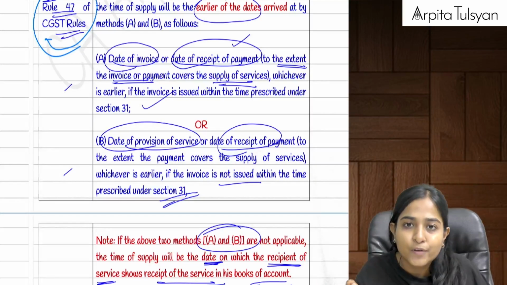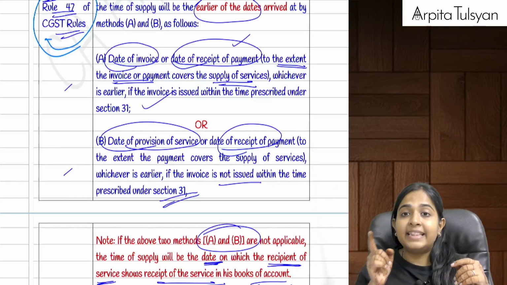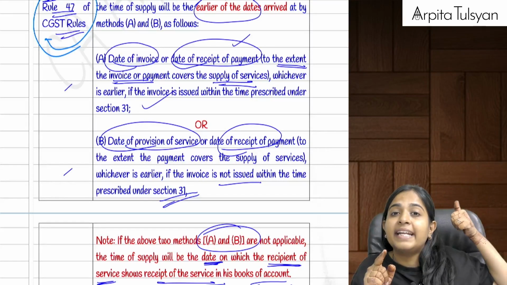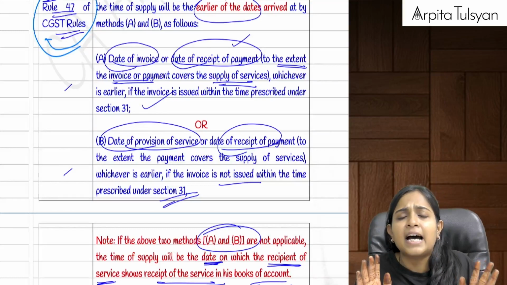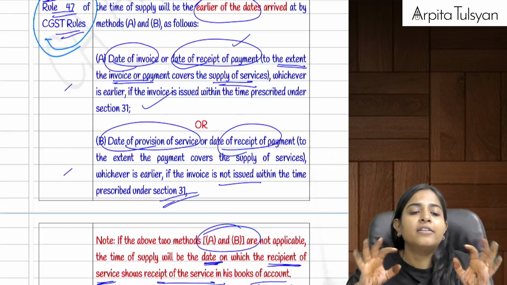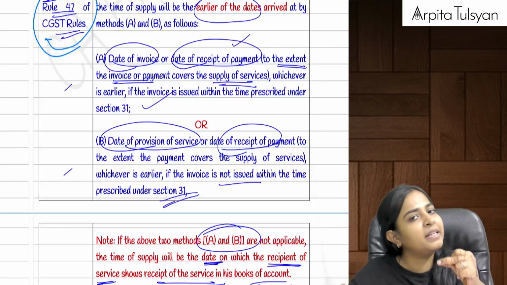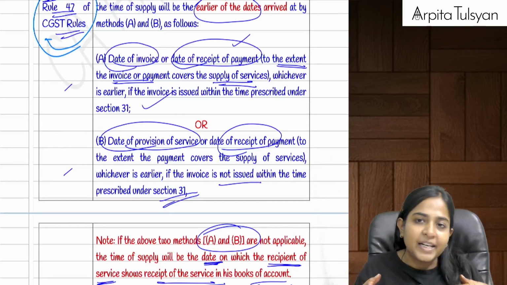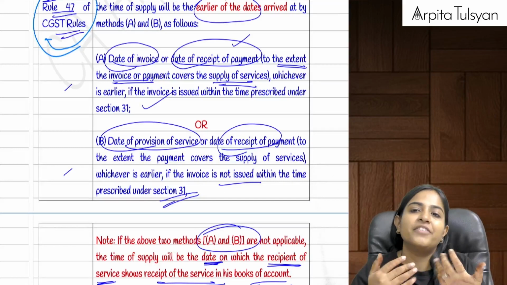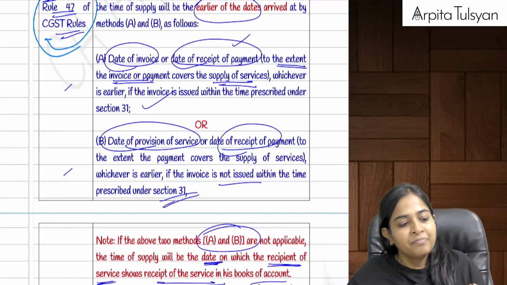Suppose if the invoice was not issued on time, then in that case, in case of goods, we had taken the last day when the invoice should have been issued. Here, we are not supposed to take the last day when the invoice should have been issued. Here, if the invoice is not issued on time, then the date of provision of service. Date of provision of service is nothing but date of completion of service or receipt of payment, whichever is earlier. Are you clear with this?